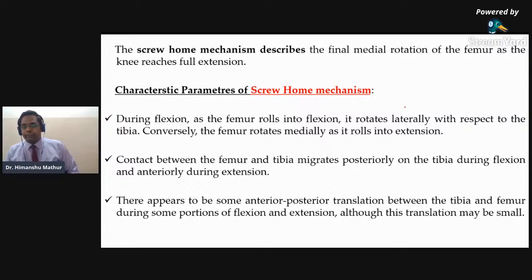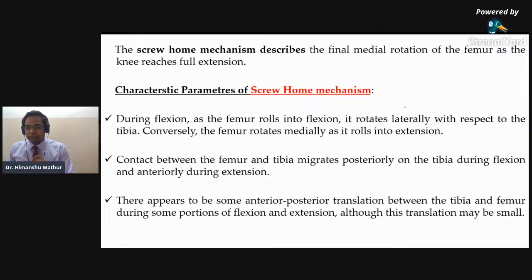There appears to be some anterior-posterior translation between the tibia and femur during some portions of flexion and extension. Yes, we all know that. Because of the concave-convex rule, there is a translation of the tibial plateau anteriorly when we go into extension and posteriorly when we go into flexion. This is governed by the concave-convex rule, and I suppose you all know it.